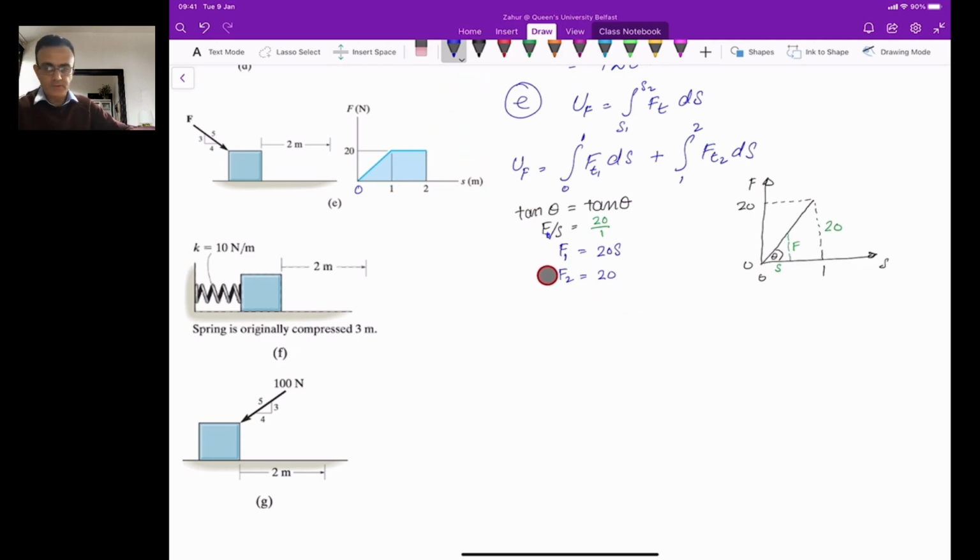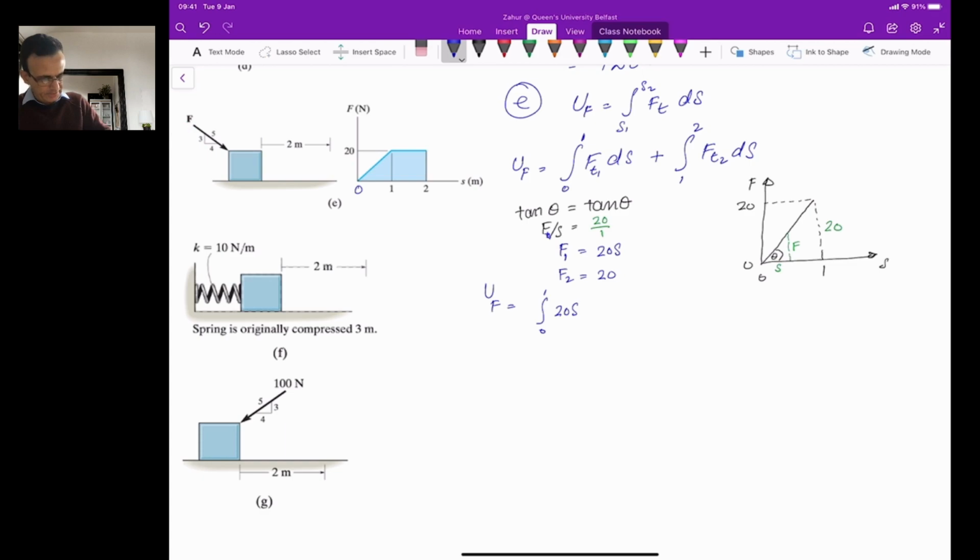Okay, so now we can put these equations back in this equation here. But again, if you see this F, F is changing, and the magnitude is not in the tangential direction to S. So first we will need to calculate the tangent force here. So then the UF will become integral from 0 to 1, and 20s is the total force, but we need to calculate Ft.